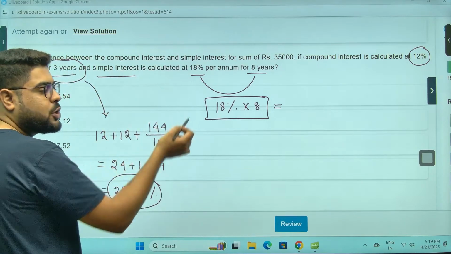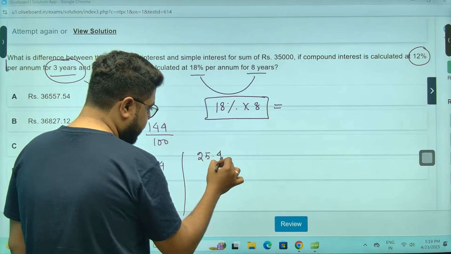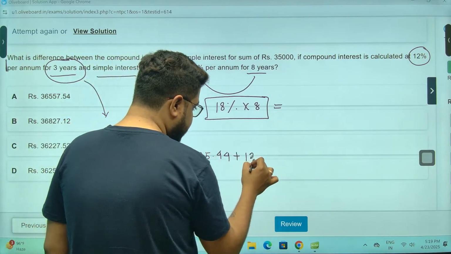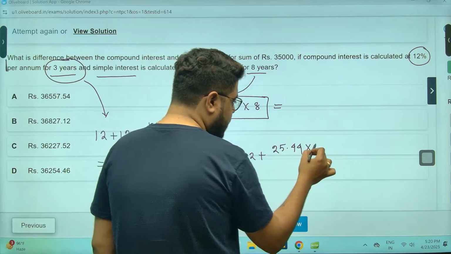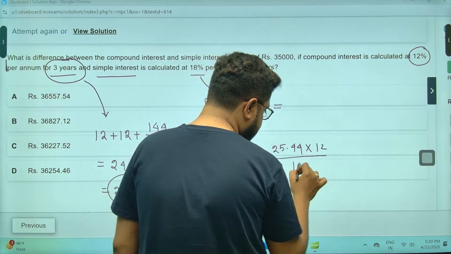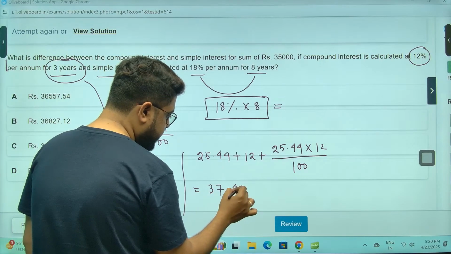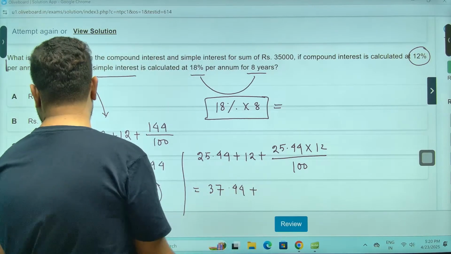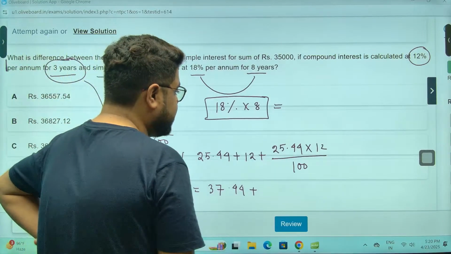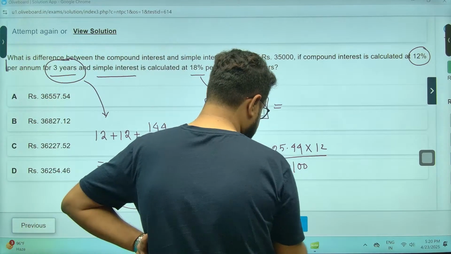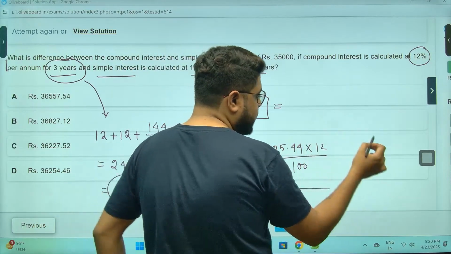Then again another 12% for the third year. So 25.44 plus 12 plus 25.44 into 12 by 100. Options are also this close. So, let's do it. 25 into 12 is 300.